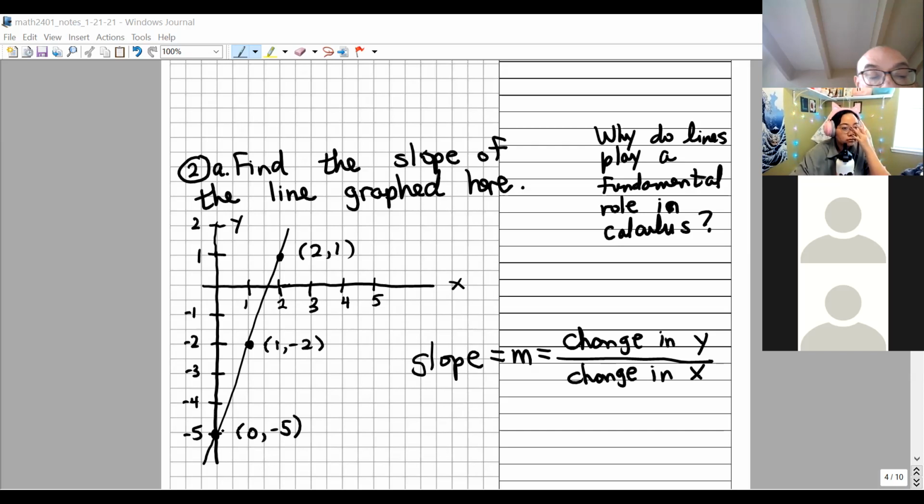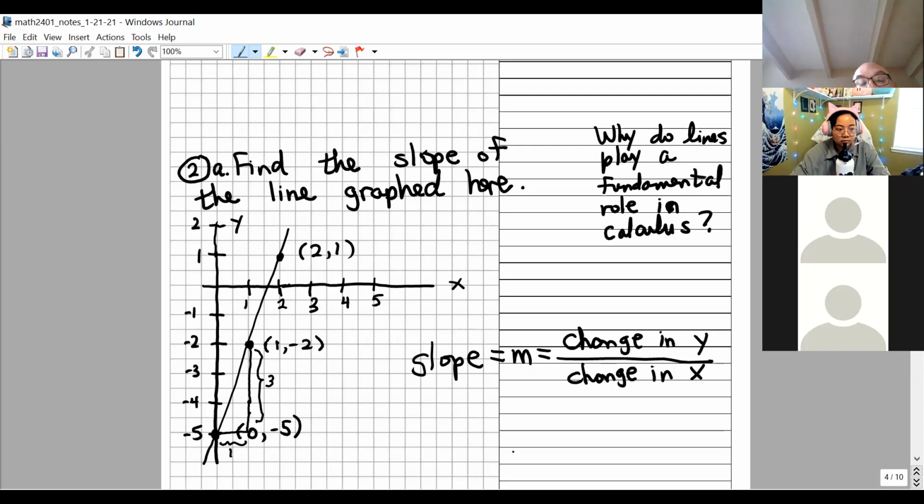Notice if you start from that point and you imagine yourself moving along the x-axis to the right, that is increasing x by 1, then the y value is going to increase by, let's see, by how much? At this point we're at negative 5 on the y-axis. At this point we're at minus 2 on the y-axis. So that means we've gone up, in a positive direction, by 3.